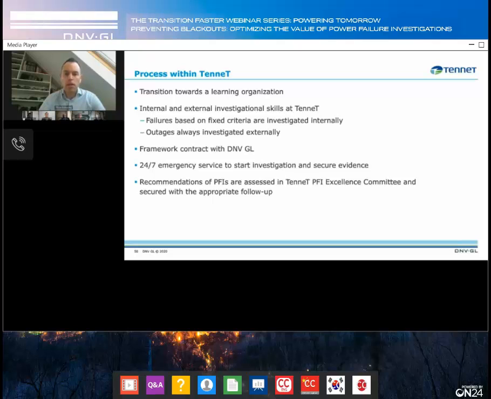The people in this committee are reviewing and assessing all the reports and recommendations, so we can secure a proper follow-up of the recommendations within TenneT.